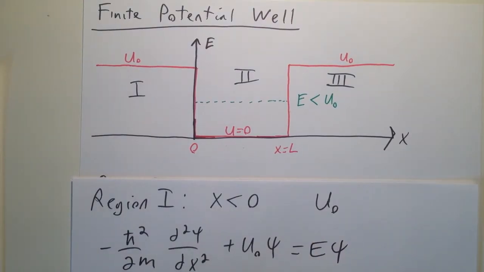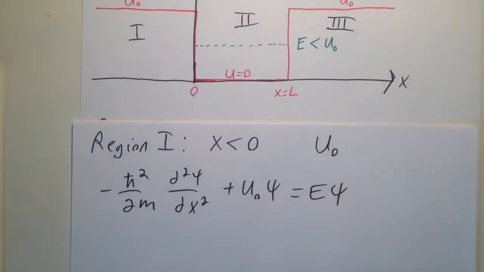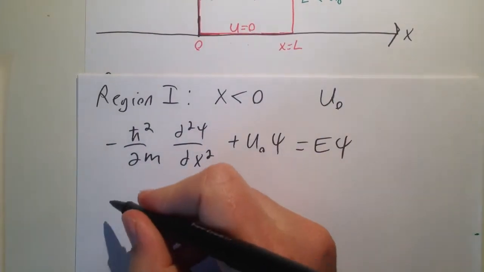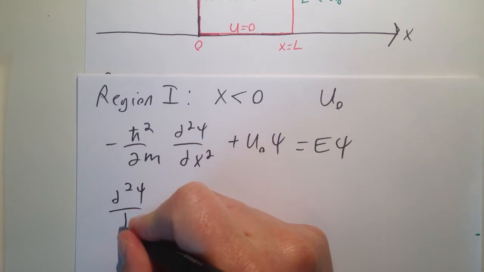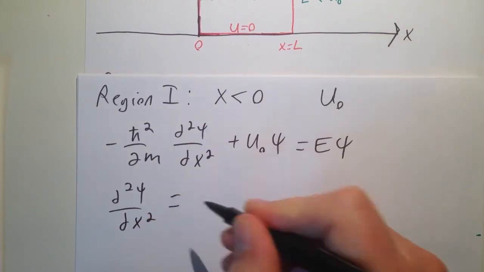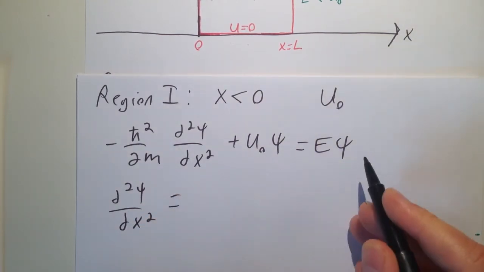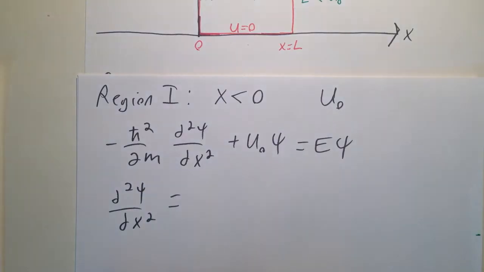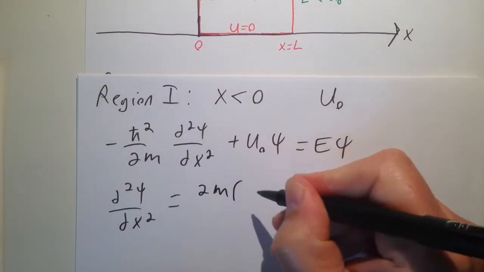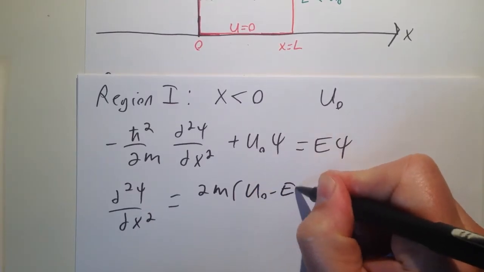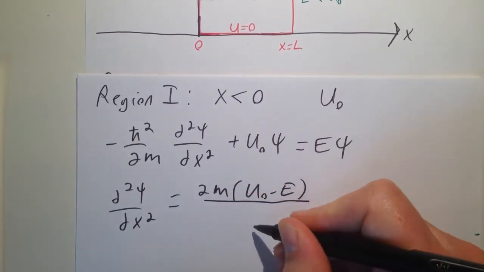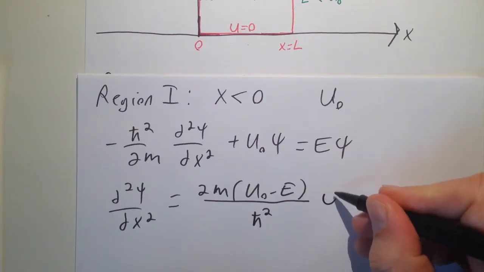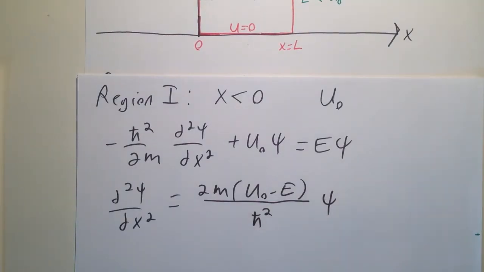Okay, so there's our time-independent Schrödinger equation. And again, to solve this, let's solve for our second derivative. I'm just going to move this u-naught term over to this side and then move these constants over, such that I find this. Okay, so I've basically just rewritten my Schrödinger equation now.